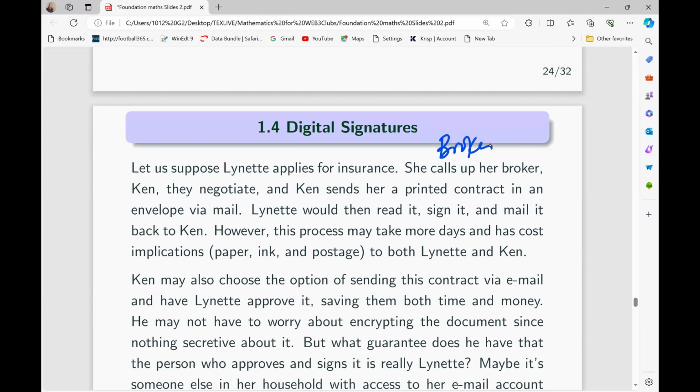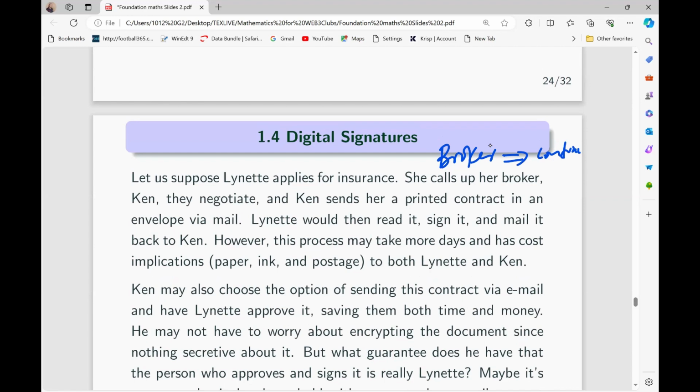And the broker gets the contract, and then sends it to you. Now, there are various ways of sending this contract. The broker may decide to have this contract in a hard copy, signed, then sent to you by maybe a courier or any other means. So the contract comes to you, and then you sign and send it back.